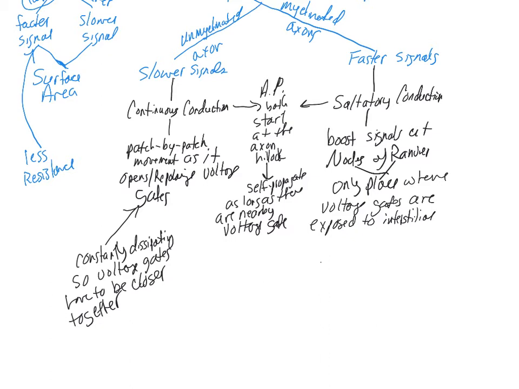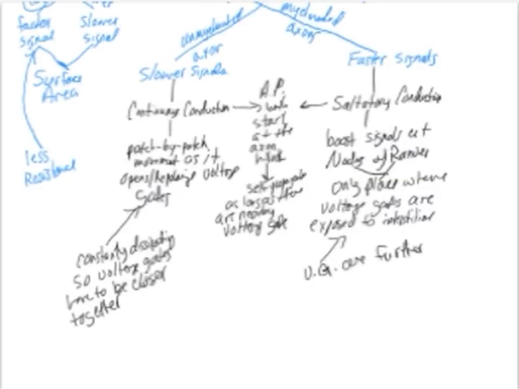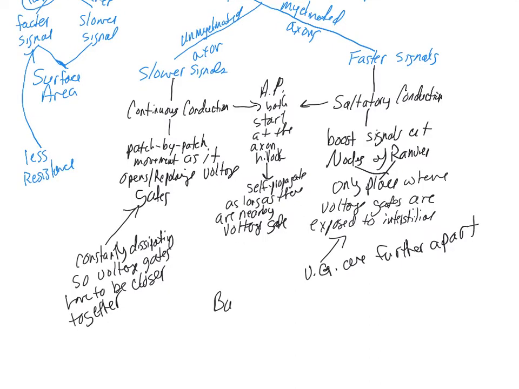Whereas in saltatory conduction, the voltage gates are further apart because the signal is insulated. And when gates are further apart, you don't have to stop so much. So it's kind of like a bus. So you've got the bus or the train. You've got the, what are they called?